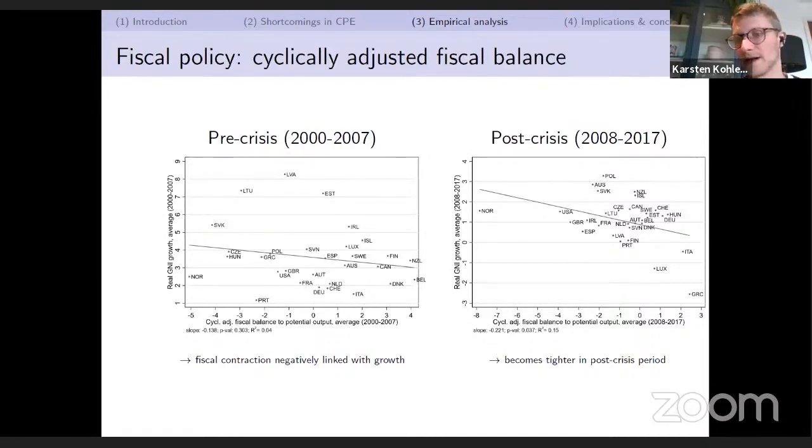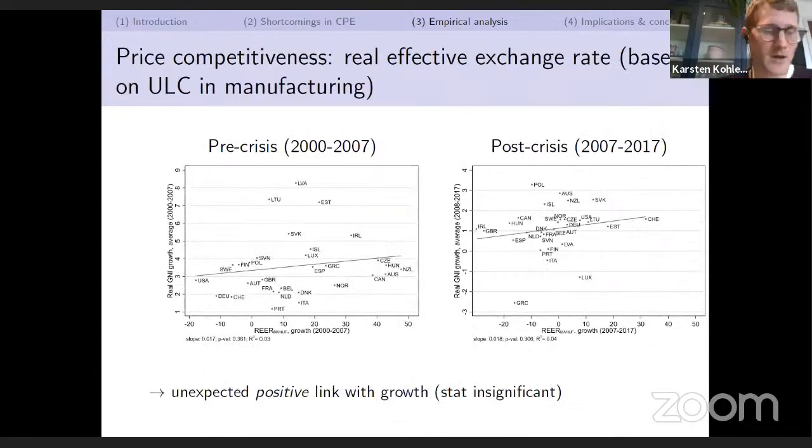So the countries are clustered closer to the fitted line, and the slope coefficient becomes statistically significant. So in our view, that supports the idea that we have these regime-dependent fiscal multipliers that become stronger in the recession, and that partly explains why fiscal policy became more important in the post-crisis period.